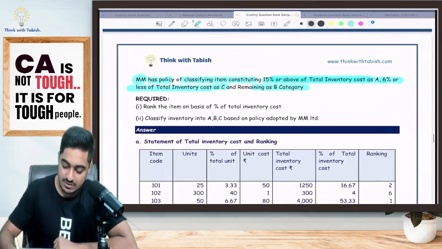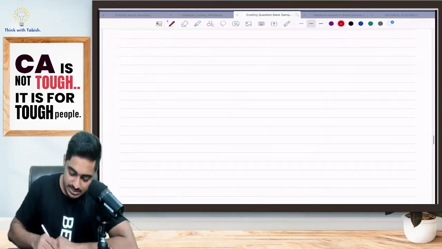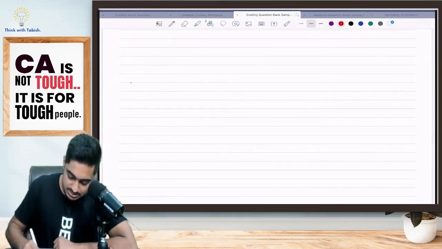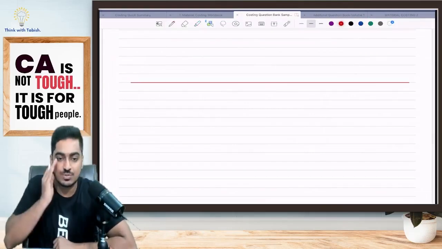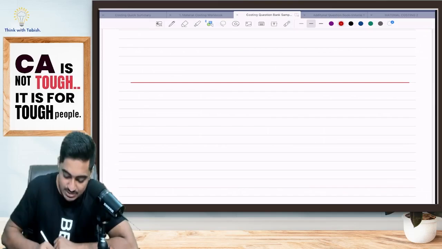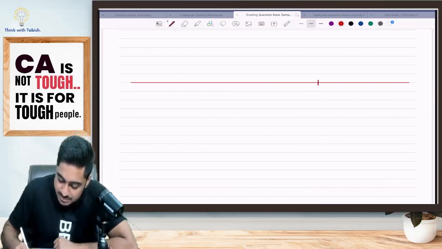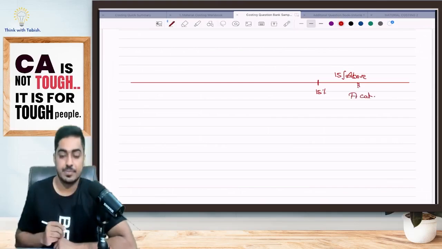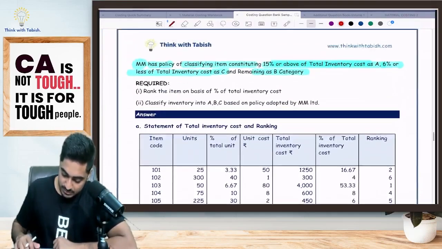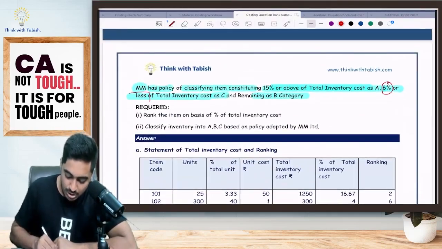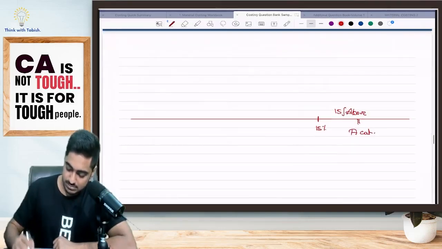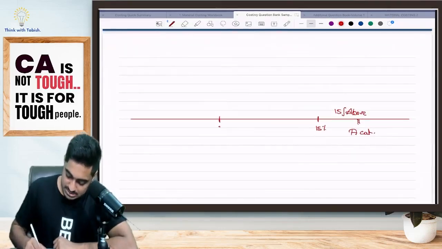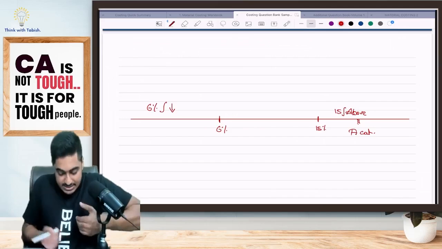What is it telling? Pay attention. I will just add a page here. Look at the students. Imagine I am drawing a line. Very important suggestion for all of you: line should always be straight. Keep it in mind. What is my question telling? If it is 15% or above, which category is it? A category. Then what did my question tell? If it is 6% or below, that is 6% or below. That means 6 also, where will it come? In the C category.